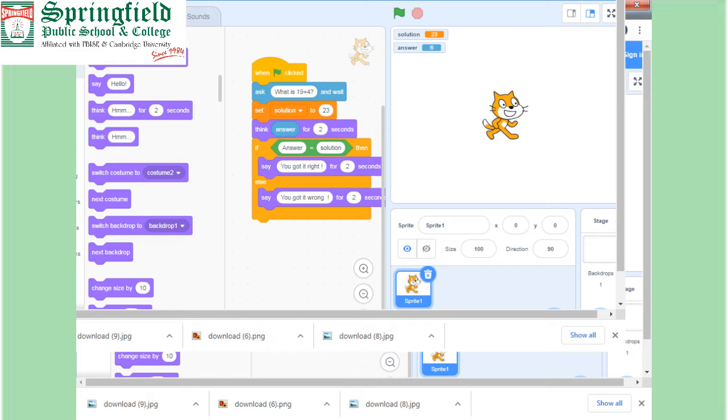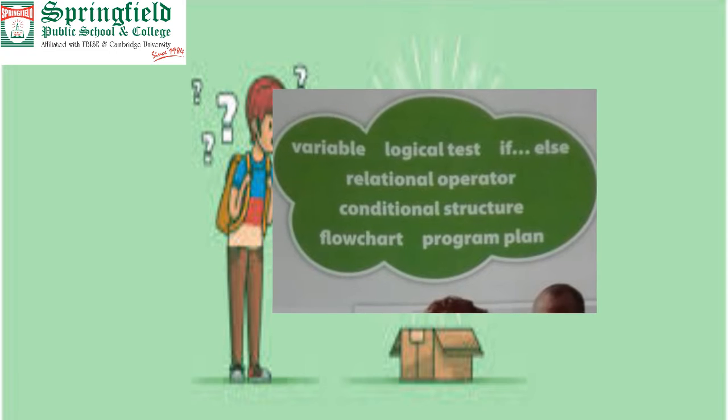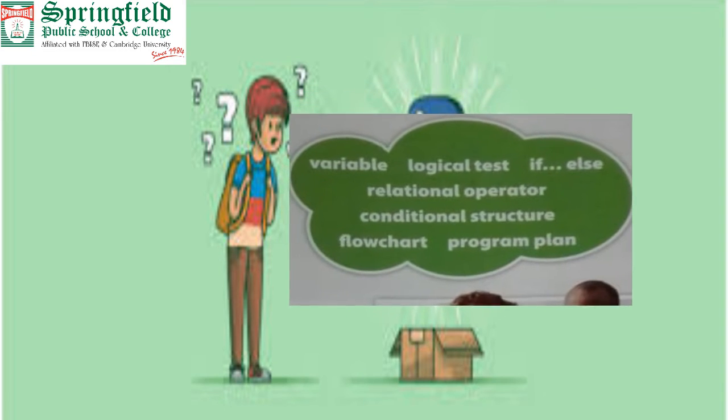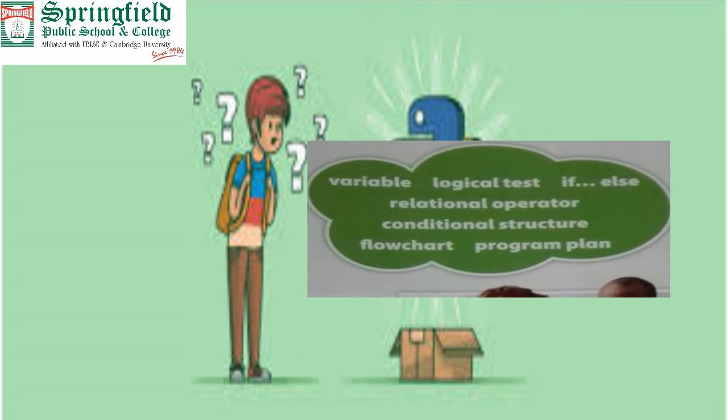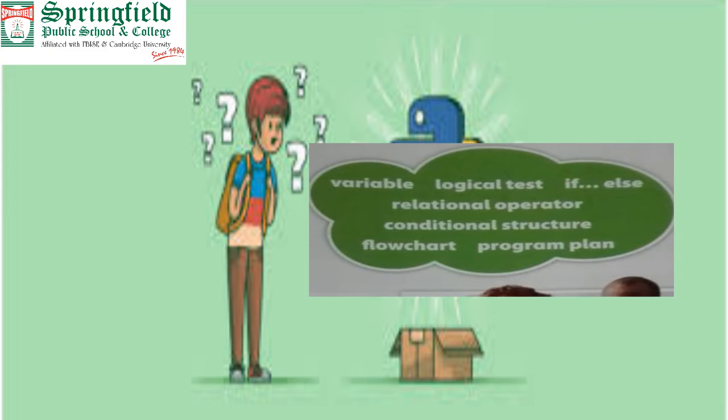Your home task is in the form of the sight words, which are on page number 37: variable, logical test, if else, relational operators, conditional operators, flow charts, program, plan.